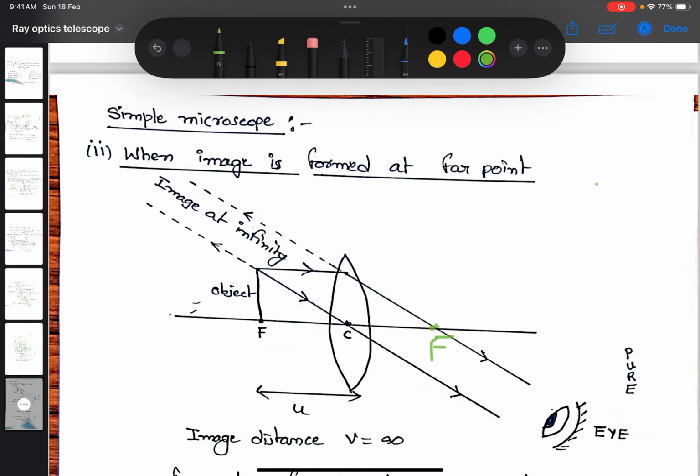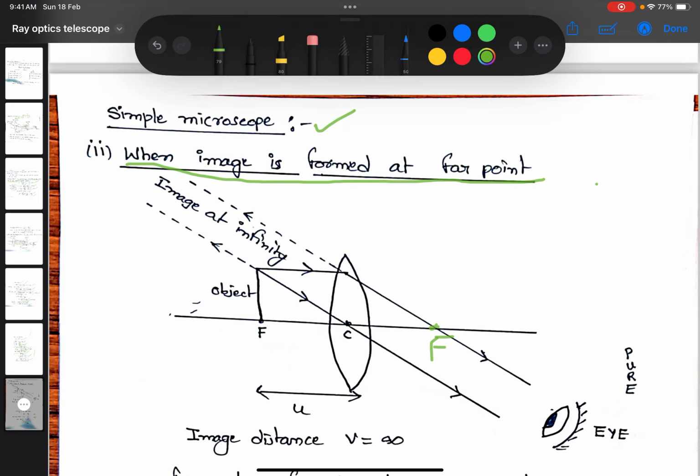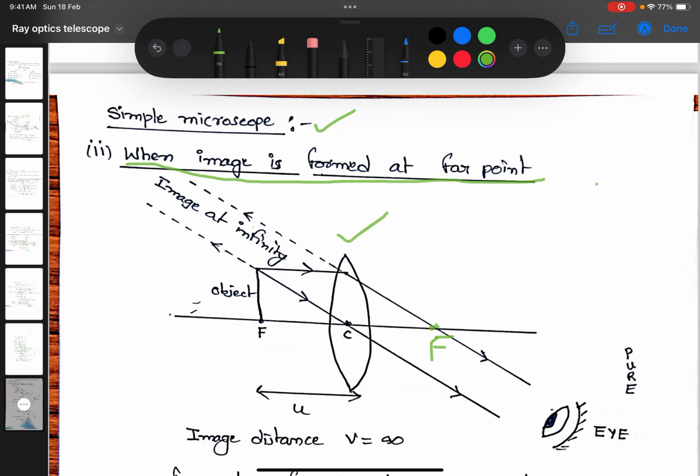Right. So hello everyone. Today I'm going to discuss simple microscope part 2, that is, when the image is formed at the near point. Okay, so look here, we are using a convex lens. Already we know that a convex lens is a convergent lens, and this horizontal axis is called the principal axis, which directly passes through the optical center.